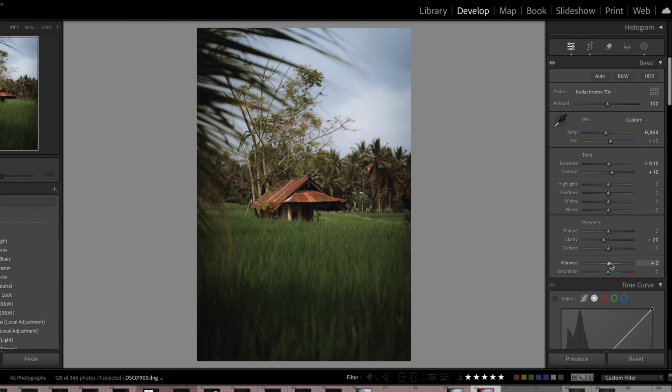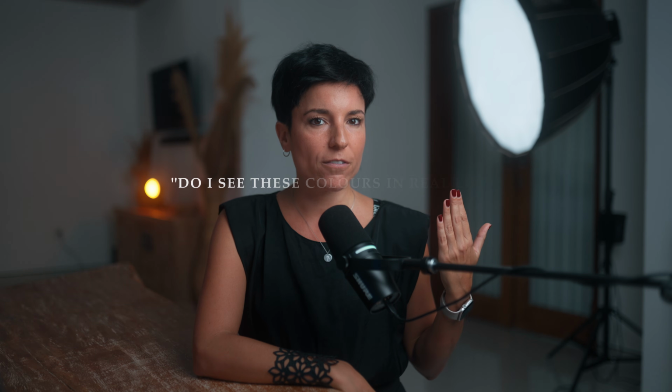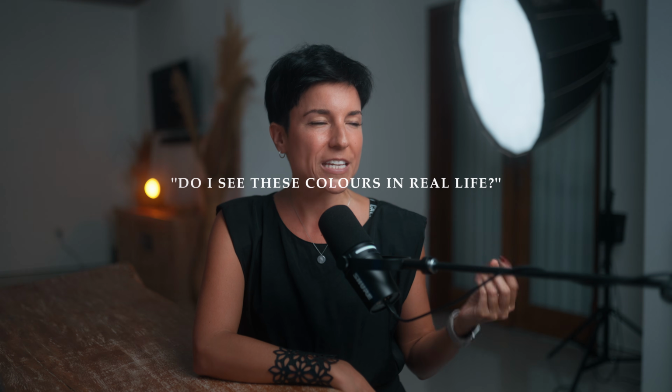And if you want to make the colors pop out a little bit more, maybe raise the vibrance, not the saturation. The vibrance is a bit more gentle. Saturation is too aggressive and doesn't look good. And if you struggle with editing, think for yourself, do I see these colors in real life? Is the sky this blue? Is the skin this orange? If the answer is no, lower that saturation slider, okay?